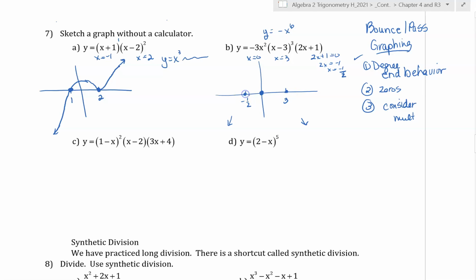Okay, so now we read a function like we read a book from left to right. So you start at the left, and when you get to the -1/2, you are going to pass because it's an odd multiplicity. When you get to the 0, you are going to bounce because it's an even multiplicity. When you get to the 3, you're going to pass. It's an odd multiplicity. And again, check this on your calculator. That's a pretty good sketch.